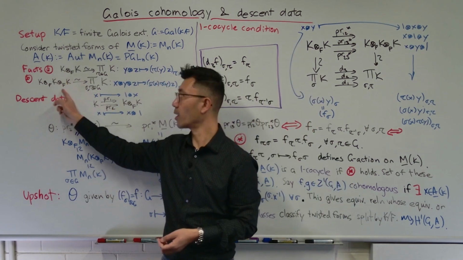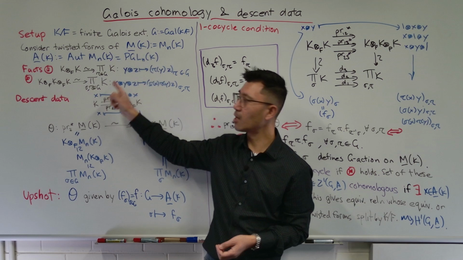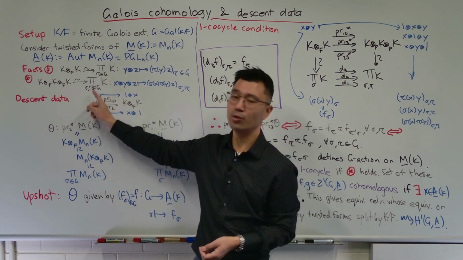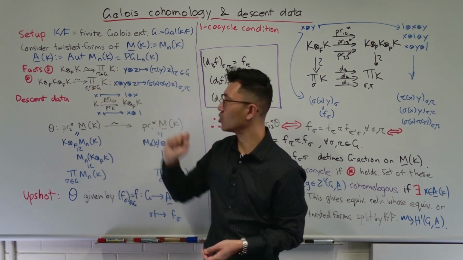Similarly, the triple tensor product is isomorphic to a product of K with itself, now G cross G times. So we need two elements, sigma and tau, inside G.